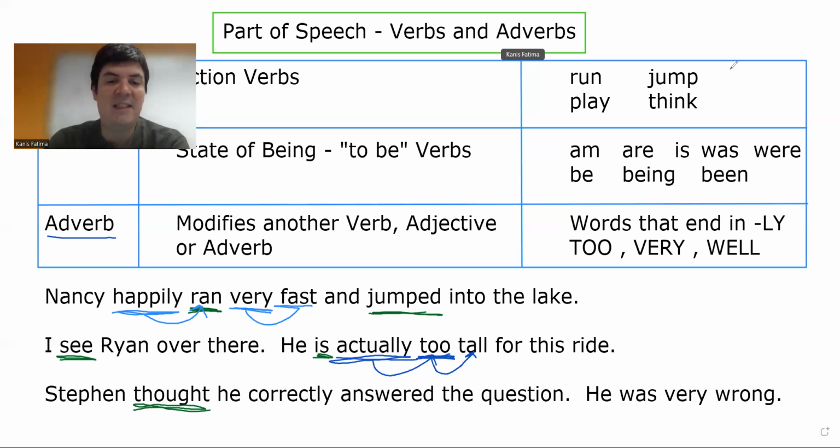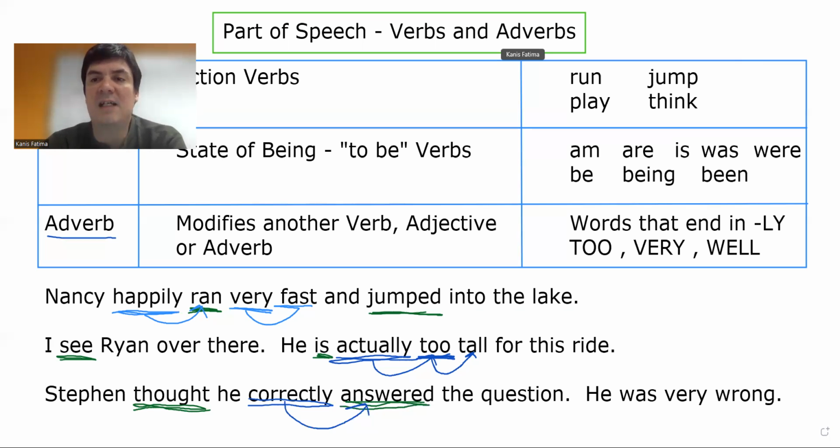The second verb I see is answered. Again, that is an action verb. What did he do correctly? He correctly answered the question. Now I see an adverb. If I look, I see the two letters ly. Stephen thought he answered. Stephen thought he correctly answered. Correctly is modifying the verb answered.